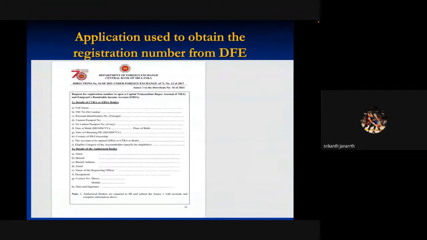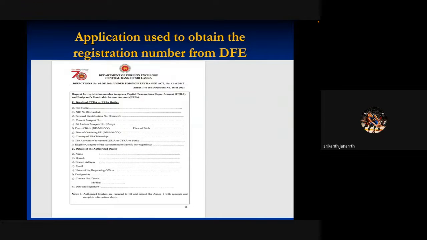Okay, so we will start because we need to complete this level base to complete this. The application used to obtain this registration number from DFE, which stands for Department of Foreign Exchange, you know by now, right? So here, this is the form we were talking about. What is the registration number?